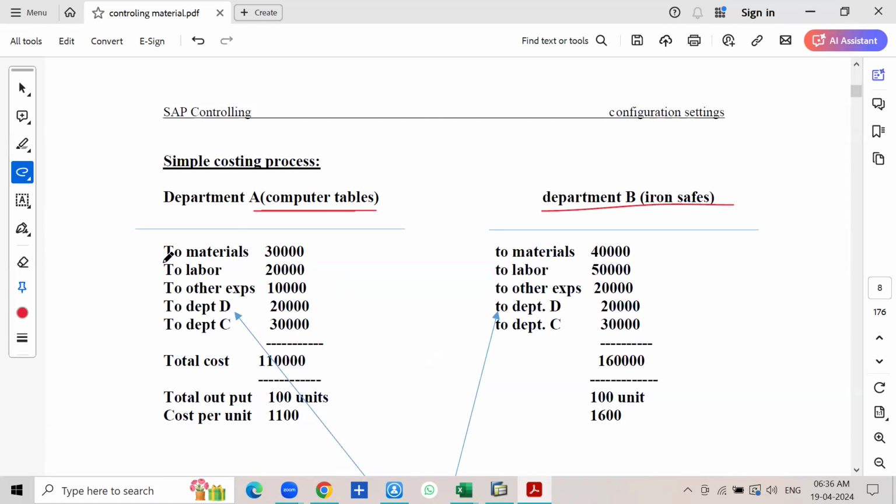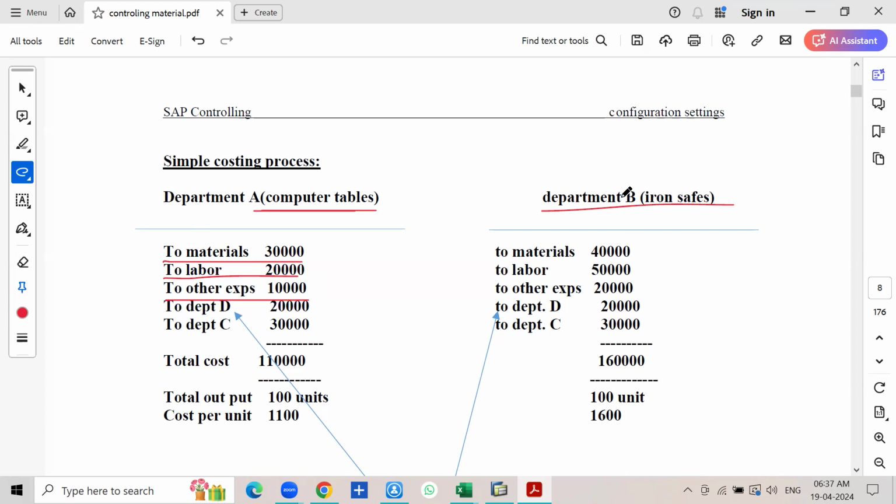So to materials, 30,000. Then labor. In department A, there are workers who are actually engaged in the manufacturing process, so the wages paid to these people is directly identified with department A. So to labor, 20,000. Then there are some other expenses which are exclusively incurred in department A, the direct expenses for department A. Let us say to other expenses, 10,000.